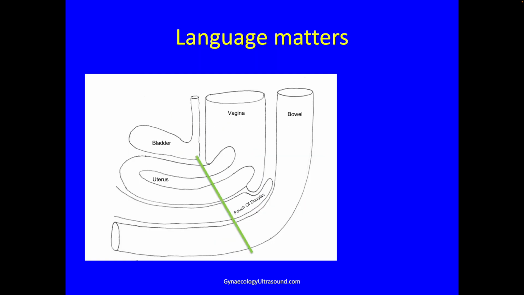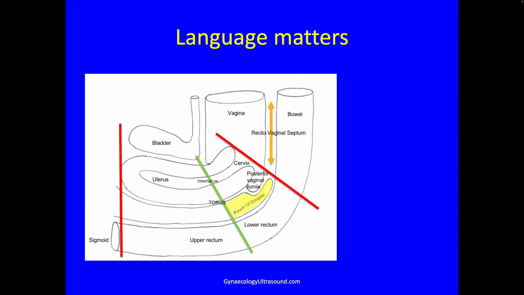Language really matters, and this from the IDEA group is if you draw a line through the internal os, you see the torus just behind there, draw a line below the level of the cervix. Below that red line is the rectovaginal septum. Above that line is the posterior vaginal fornix. The pouch of Douglas is just there, and then below the green line is lower rectum, above the green line upper rectum, so that's the line going through the torus, and the bowel that's level with the uterine fundus is called sigmoid.